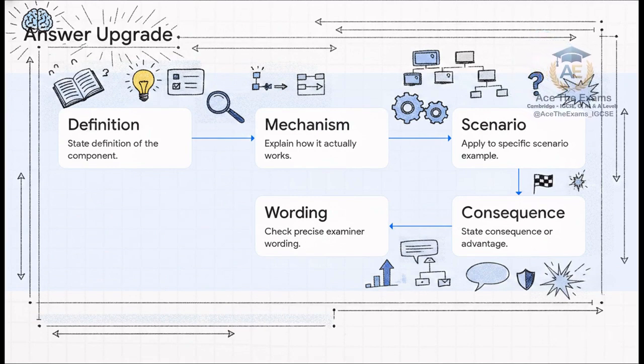So how do we actually put all of this together when you're staring down a blank page? By using this 5-step answer upgrade framework for any high-level written response. Step 1, state the definition of the component. Step 2, explain its mechanism, like how does it actually work? Step 3, apply it to the specific scenario example they gave you in the question. Step 4, state the clear consequence, advantage, or risk. And step 5, always mentally check that you are using precise examiner wording. If you follow this blueprint, you are leaving 0 marks on the table.